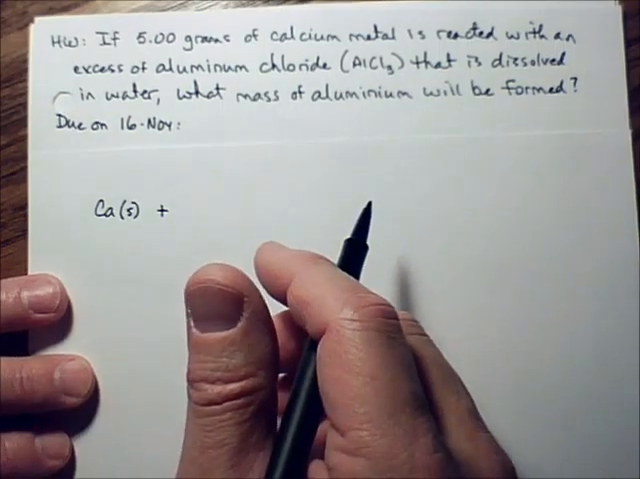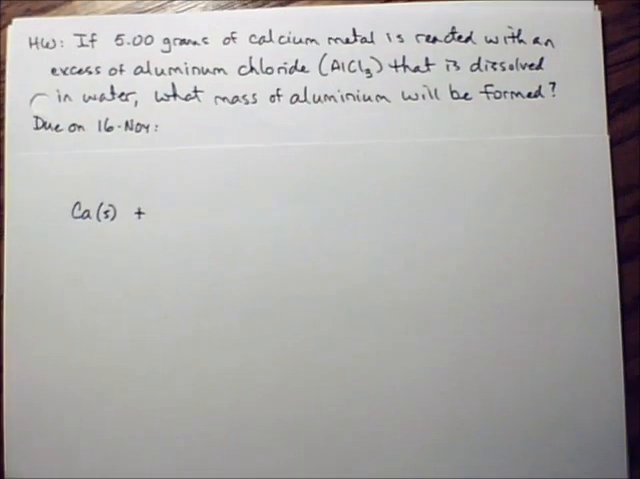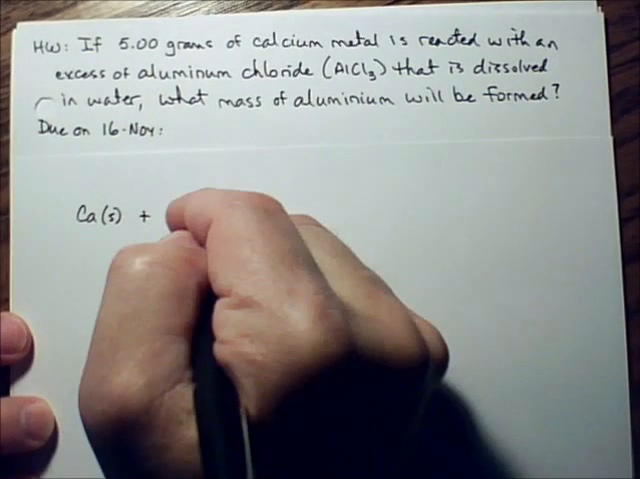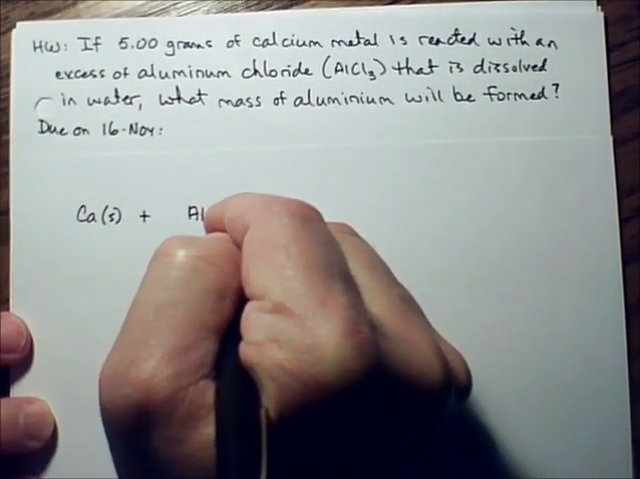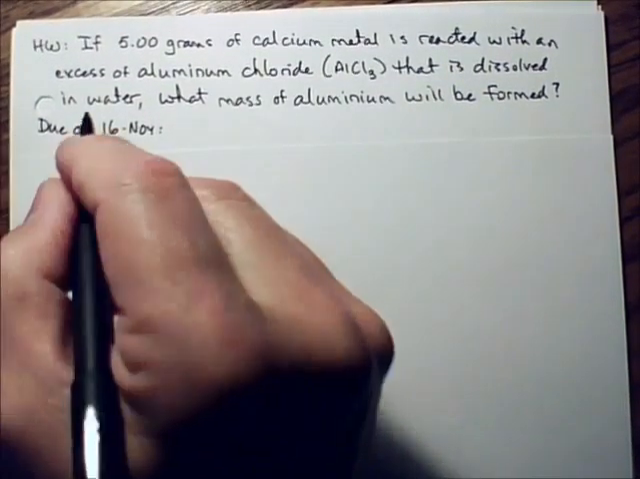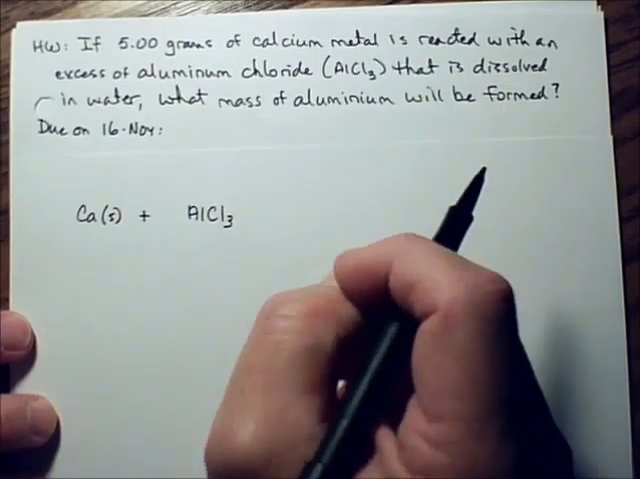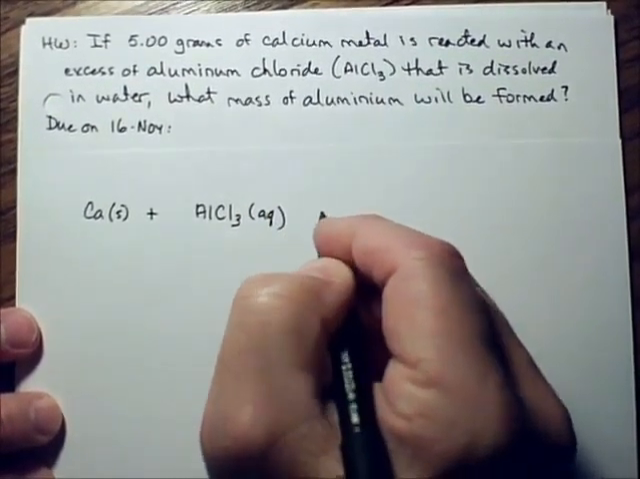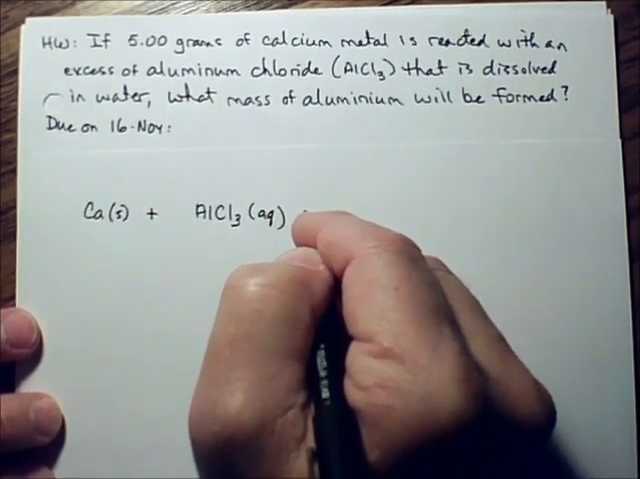Okay. And we have an excess of aluminum chloride. So that's AlCl3. I even gave you the formula. And it says it's dissolved in water. So what physical state will we assign to something that's dissolved in water? Aqueous. Okay.